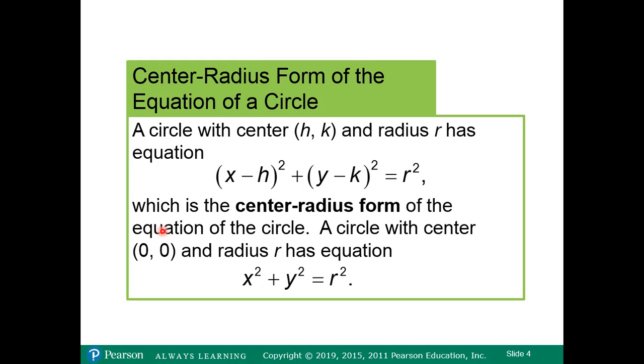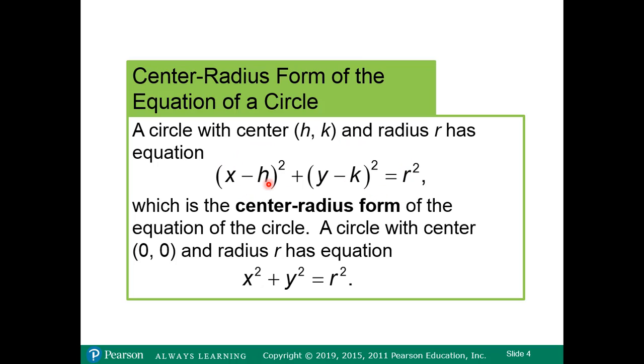So the general form, or the center radius form of the equation of a circle is always given by this. Now, H and K represent the center of the circle, where R is the radius. And X, Y represents some point on the circle. So X, Y is any point on the circle, H, K represents the center of the circle, and R is the radius. So the most general form, the center radius form, is going to be of this form.